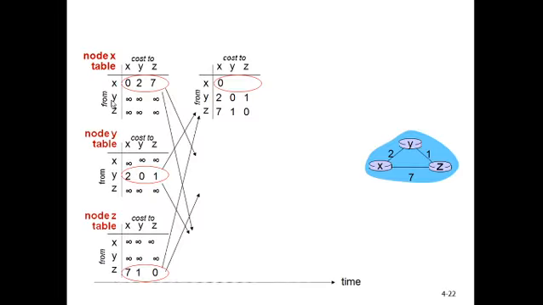and you can see Y to X is infinity, Y to Y is infinity, Y to Z is infinity. It means this particular table is only for X.